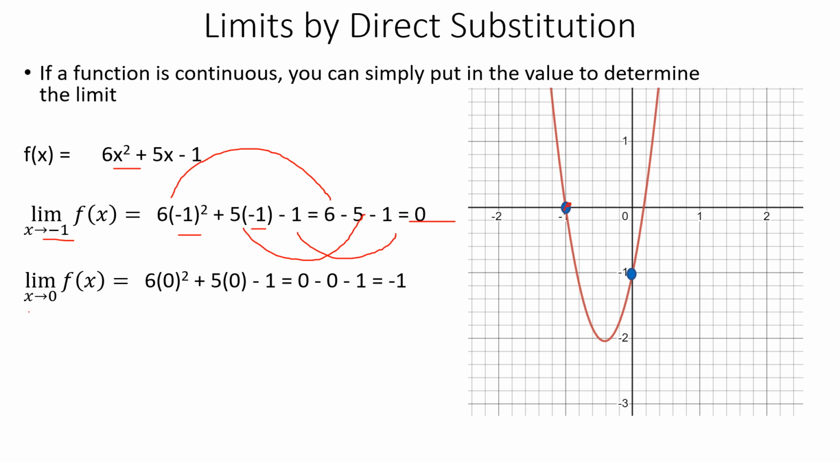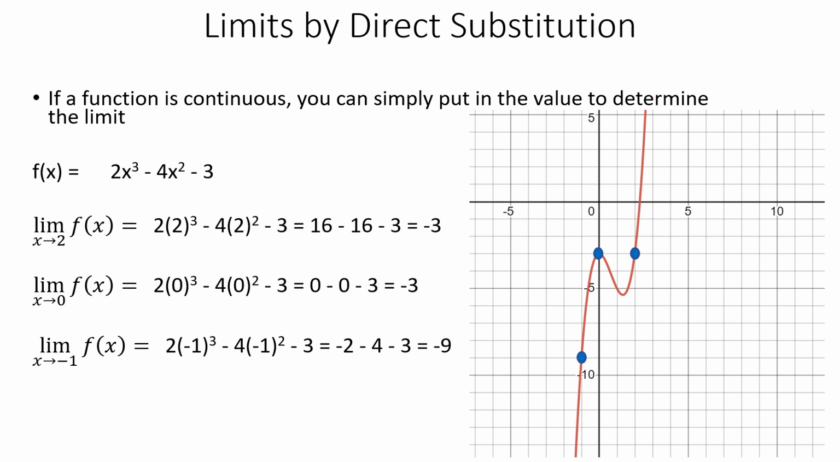Let's suppose I put in 0 for my limit. The limit of f of x as x approaches 0. I put in 0 for the x. 0 squared is still 0 times 6. 5 times 0 is 0. All that's left is -1, so my answer is -1. And I look at the graph right here. When I have 0, it ends up at -1.